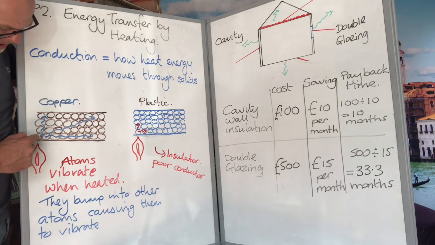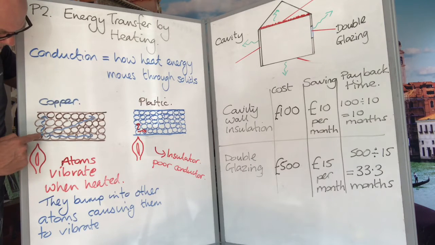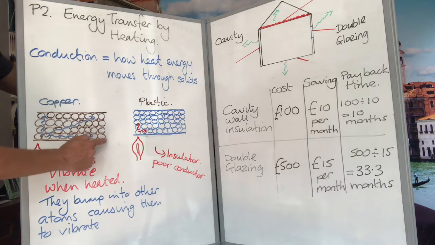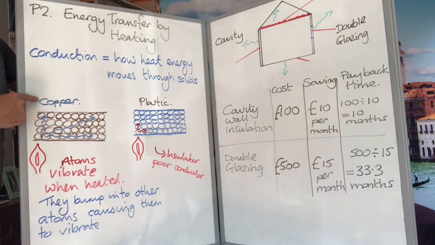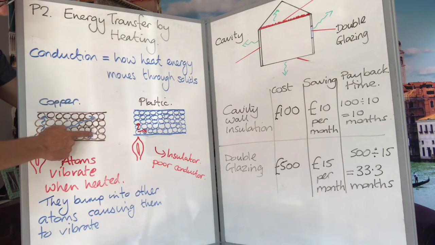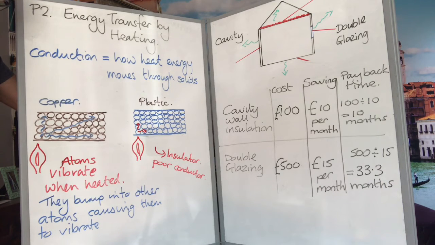This one starts to vibrate because all of these are close together and touching. The vibrations from here pass on to the next atom, which passes on to the next atom, and it keeps going. So those vibrations pass all the way through the material, and all of it gets hot because copper is a good conductor, which means it's very good at passing the heat energy through the material as kinetic energy, and it makes the whole thing hot. So the whole thing passes the energy through easily.